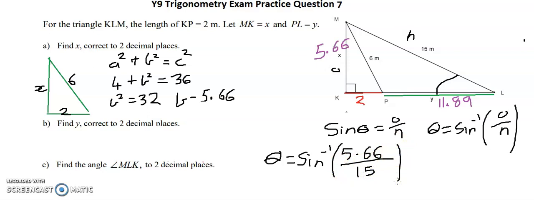So let's quickly put that into the calculator. Sine -1, 5.66 divided by 15, and it should spit out our angle and tell me that my angle is 22.17 degrees.